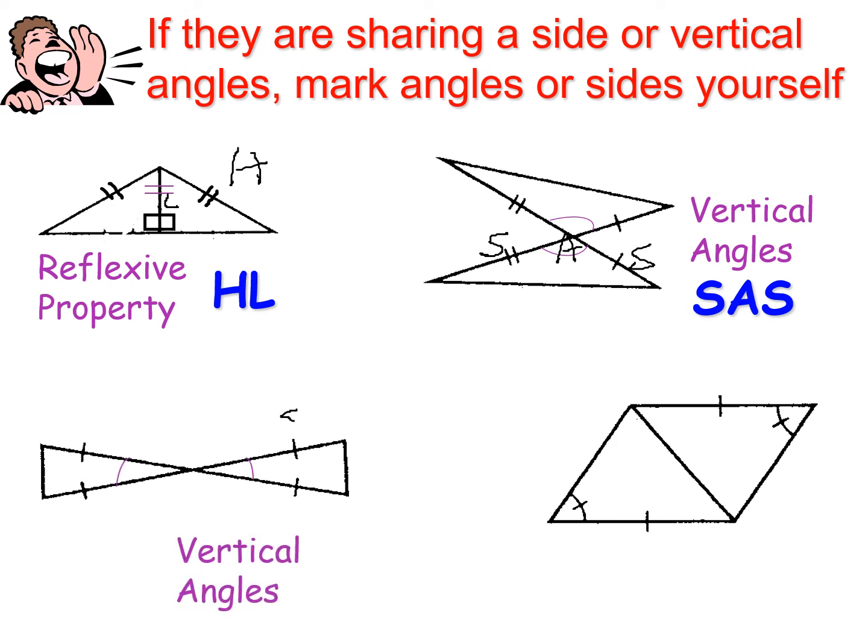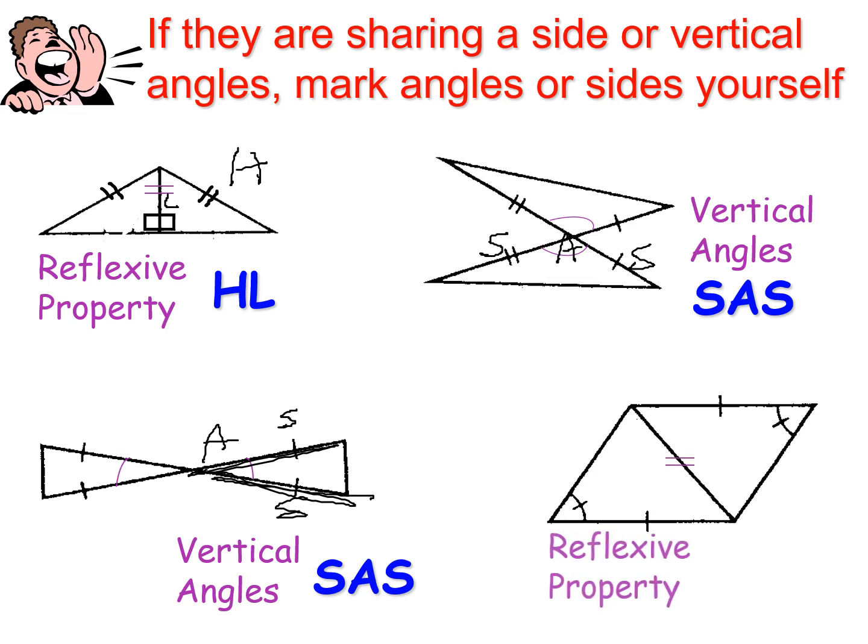Another vertical. So now this is side, angle, side. Angle is between where the two sides meet up, right there in that corner. And then they share the side.